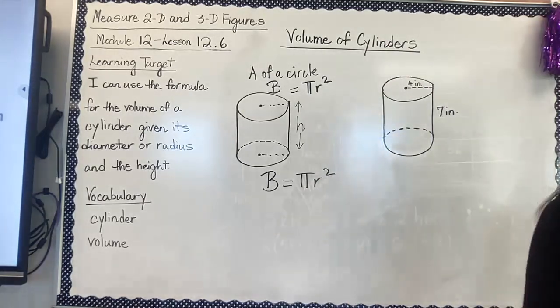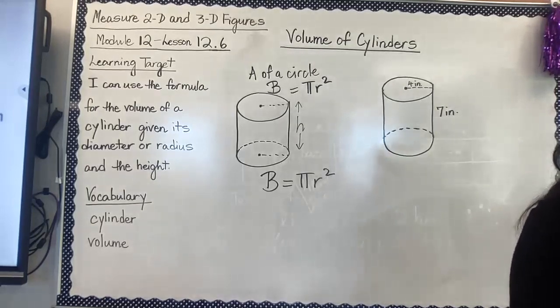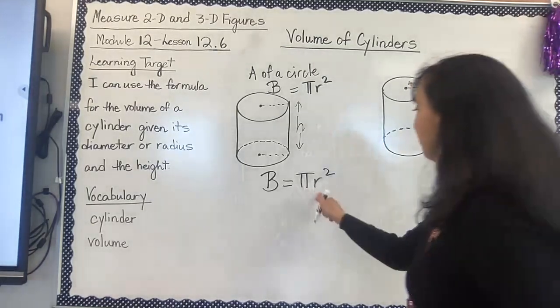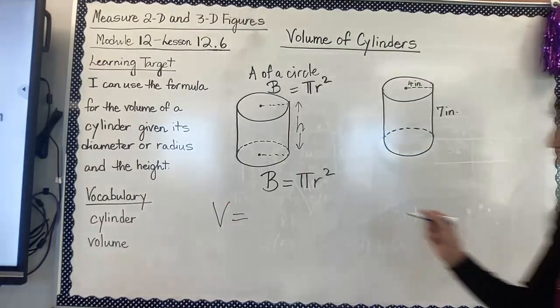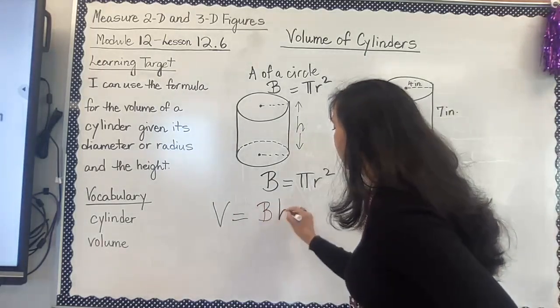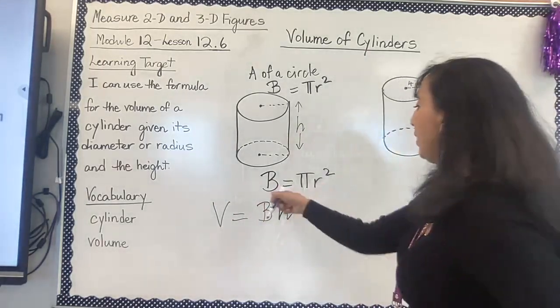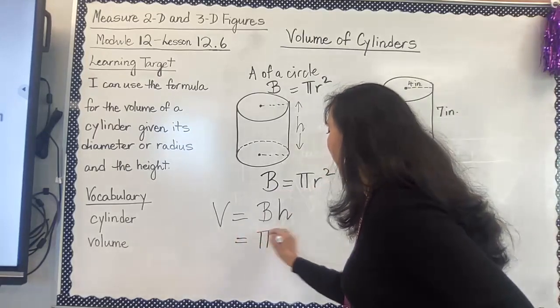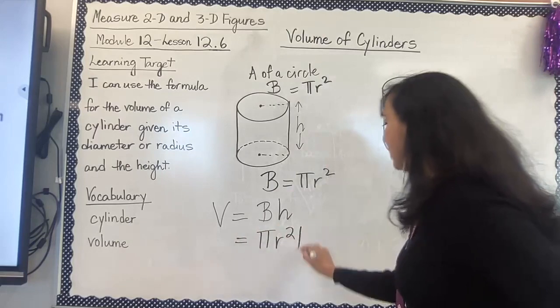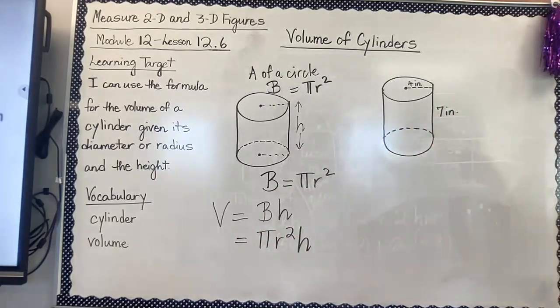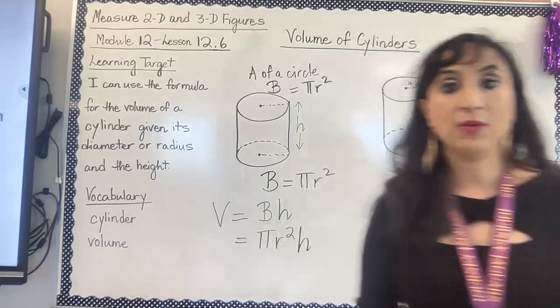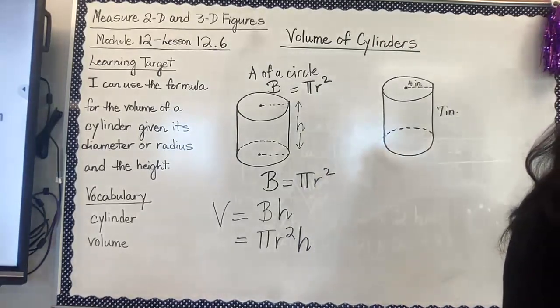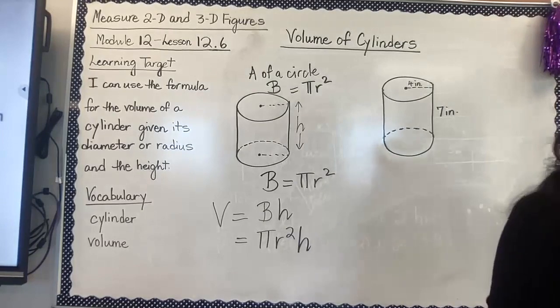Now, if I am trying to find the volume of this, remember, volume is the area of the base times the height. So what is the area of the base? This is pi r squared, times height. So this is how we find the volume of a cylinder. Let's go ahead and do some calculations with this.